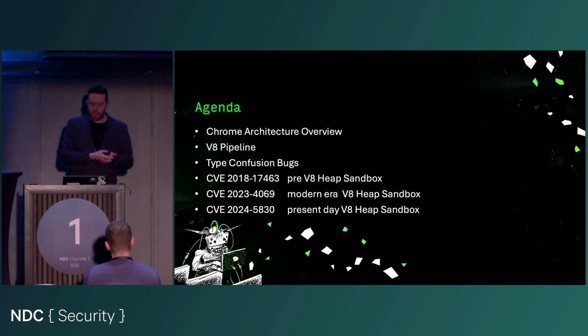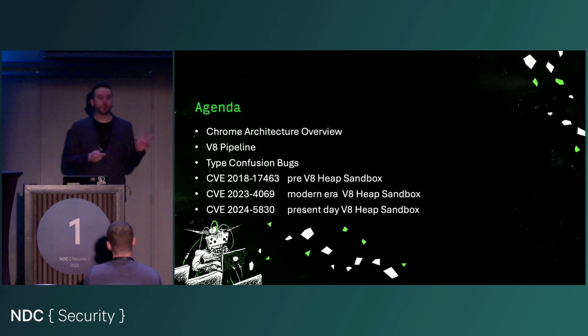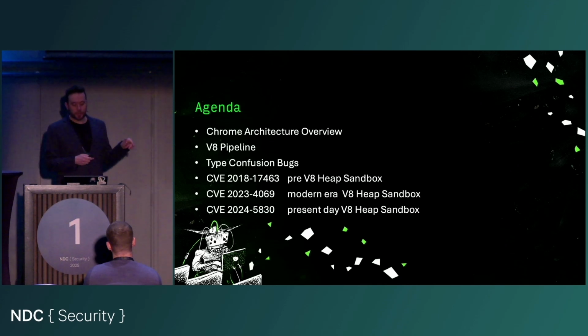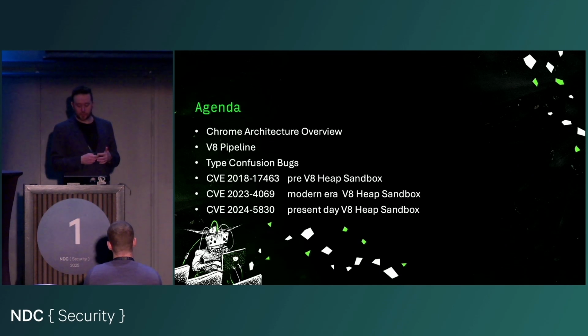So that's the agenda for today. We'll start by exploring the Chrome architecture and the V8 pipeline to set a foundation for understanding how things work under the hood. Then we'll look at a vulnerability class named Type Confusion, which will serve as a stepping stone into discussing our three CVEs for today. The first one predates the V8 Heap Sandbox. Then we move to the modern sandbox era with the second CVE. And then we wrap it up with the third and last CVE, which serves as a fresh example of present-day vulnerabilities in Google Chrome.